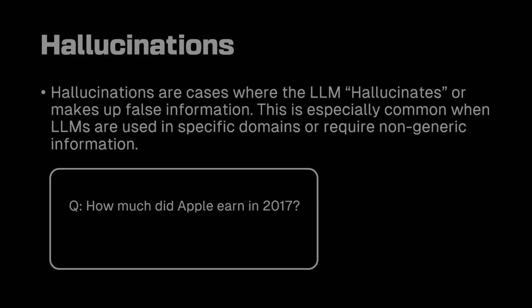So, for example, we ask it a very specific question like how much did Apple earn in 2017? So, there's a specific number for this and it's not really referenced that much. So, the LLM may forget this because it may not be that much of an important information. So, it can give some random answer and that would be wrong.